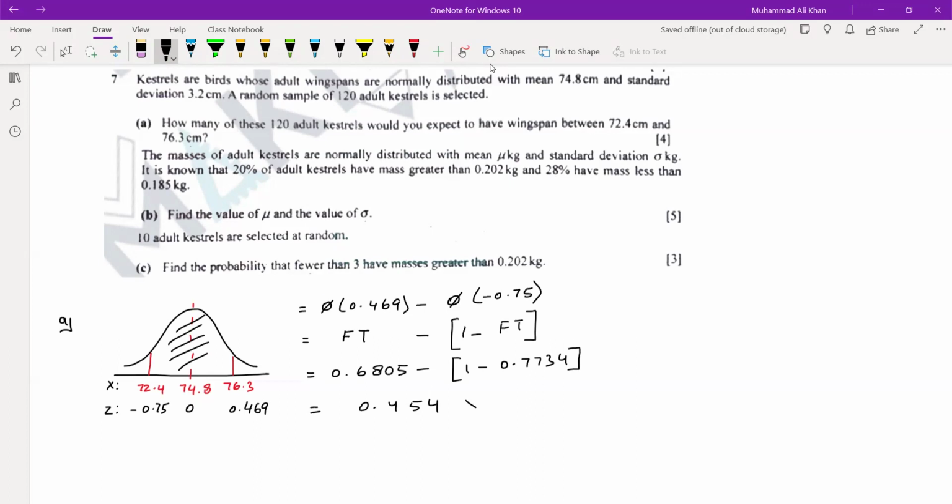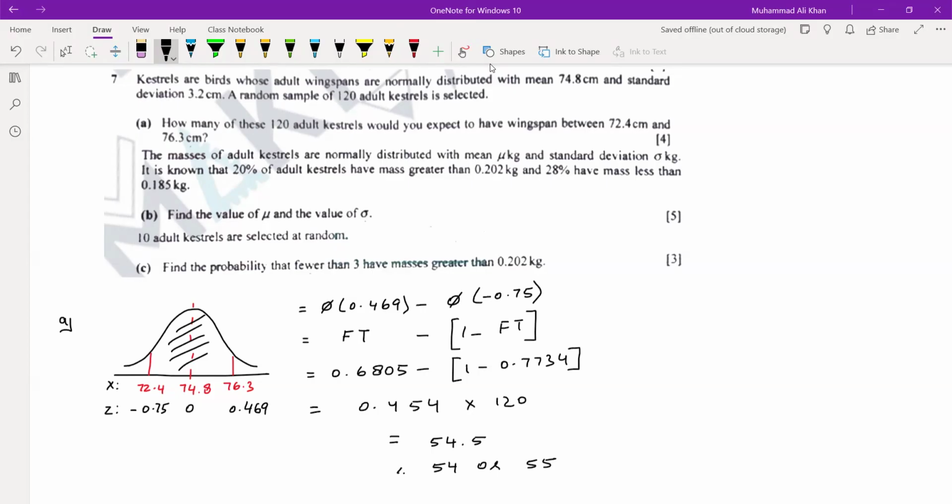According to this, it is 0.454, and multiply it with 120. So you will get the number of adults, which will be 54.5. So the final answer will be 54 or 55. Hopefully part A is clear.